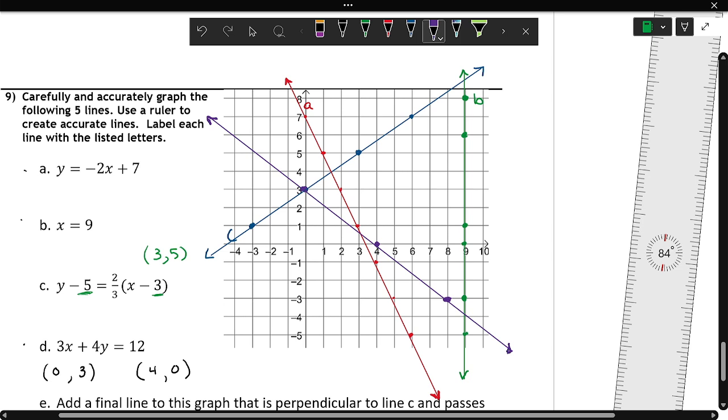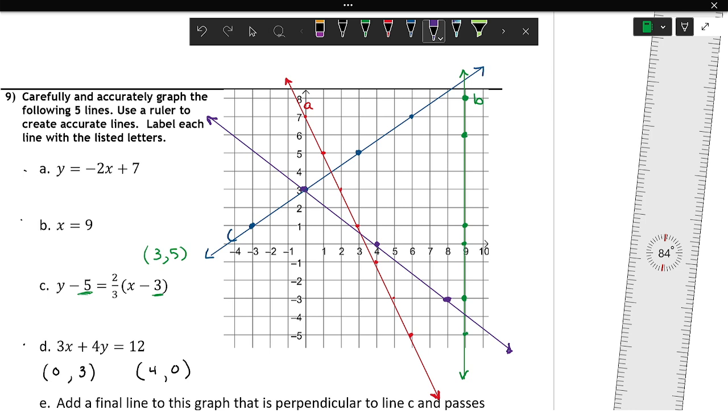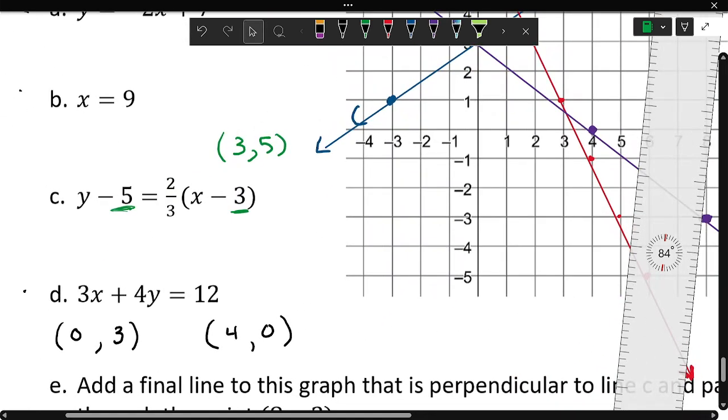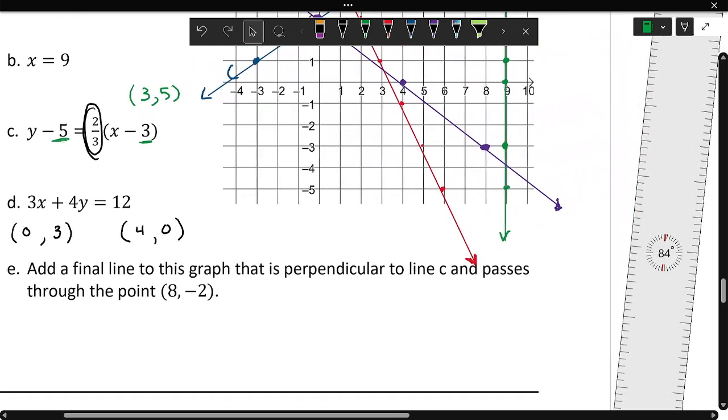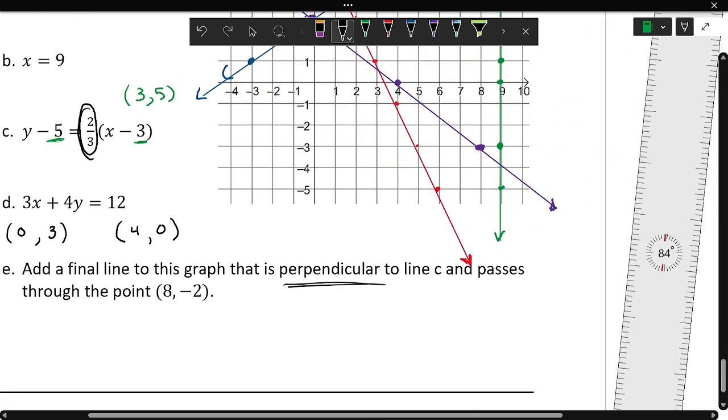All right, but we got to see what happened at the origin right here. We saw at the beginning what they were doing. All right, the last one says, add a final line to this graph that is perpendicular to line C. Okay, here's this word again. Perpendicular to line C. I can see C is in point slope form. It has a slope of 2/3. So if I want to be perpendicular to C, 2/3 is going to become -3/2 if the lines are perpendicular.